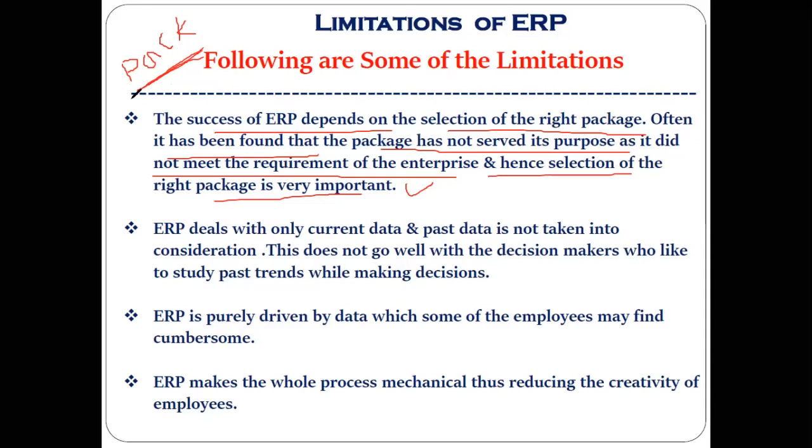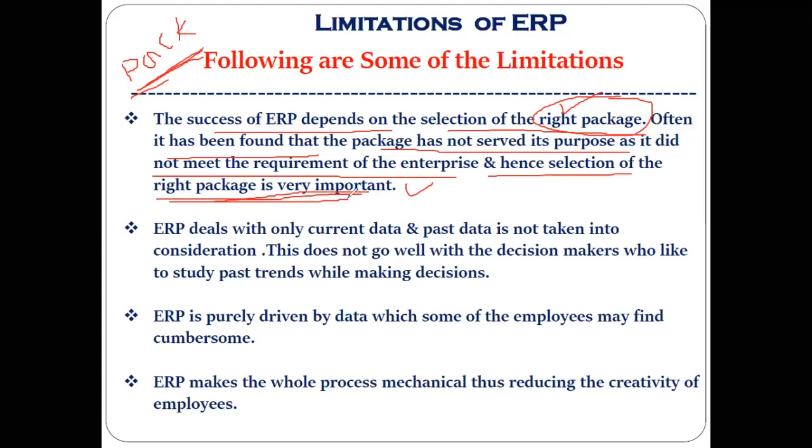Understood? If you purchase the ready-made ERP as one particular package, and that package ERP software does not satisfy the requirement of the particular business or enterprise, then we cannot get the advantage from that ERP. Understood? If the company is unable to select the right package of the ERP, then we cannot get that particular advantage from that ERP. So the first limitation of ERP is what? Right package selection is very important.